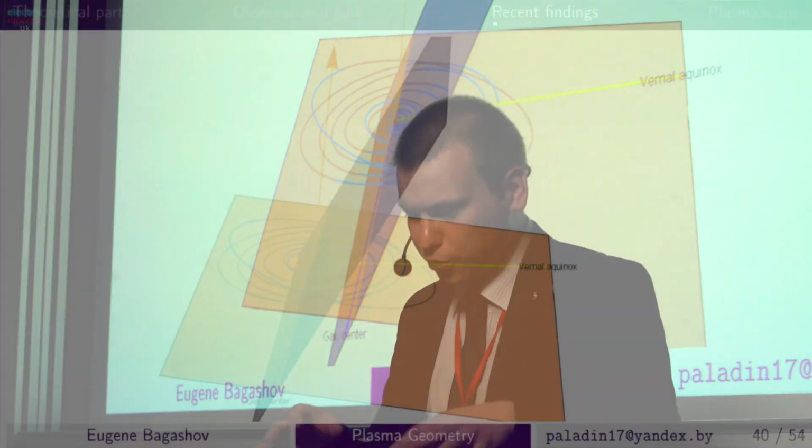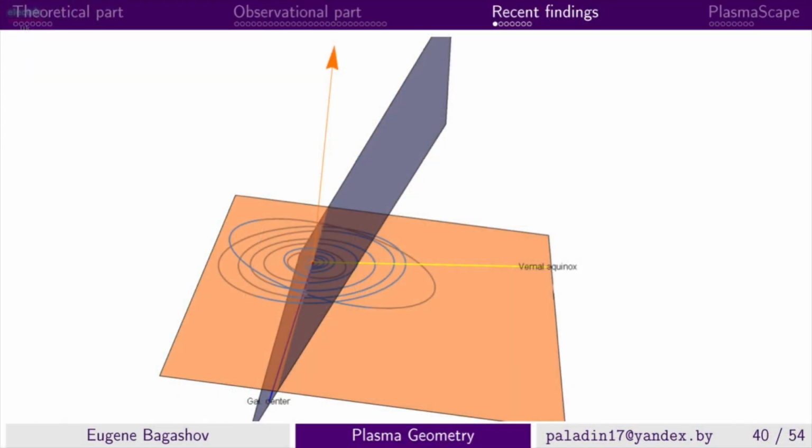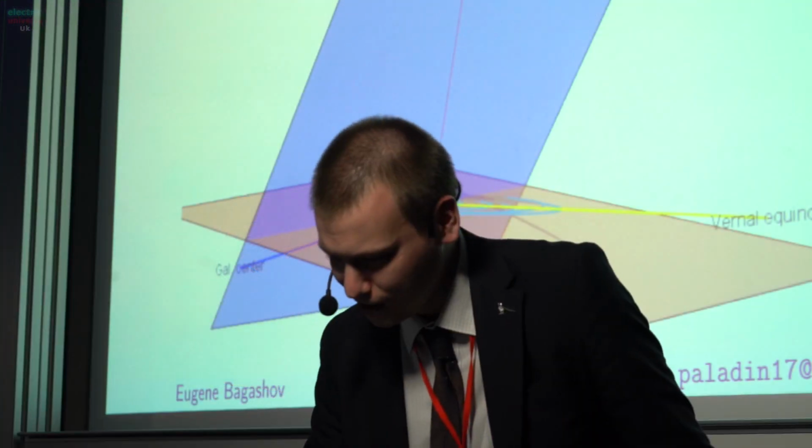So here you can see the orange plane is the solar equator plane, blue is the galactic plane, and the orange arrow is the solar spin axis, okay? And I've also marked the direction to the galactic center and vernal equinox, and there are planetary orbits also. So you can see that the solar equator crosses the galactic plane at some line. Well, that's not a big surprise. It should be that way, right?